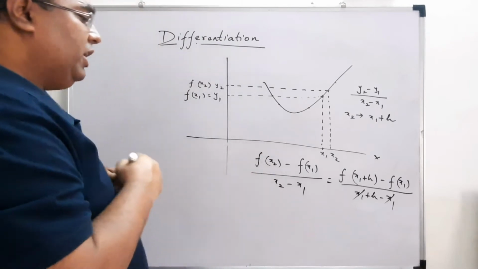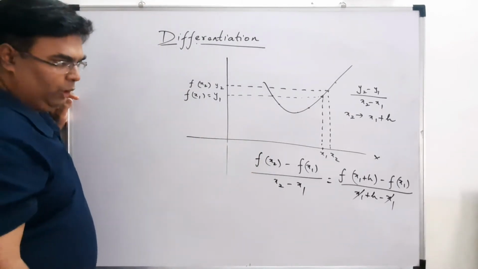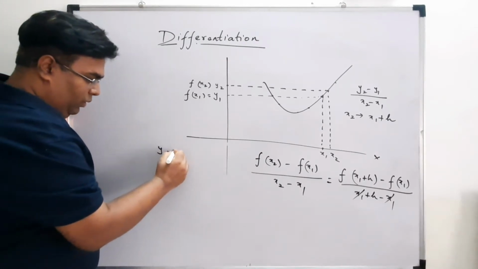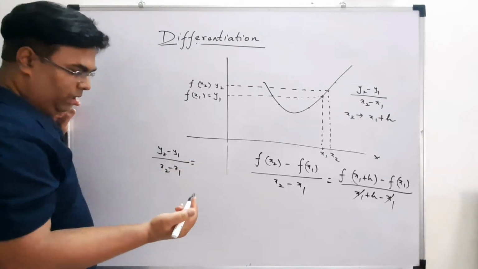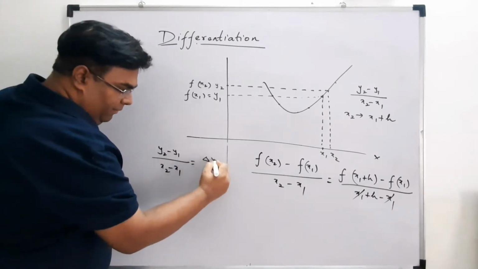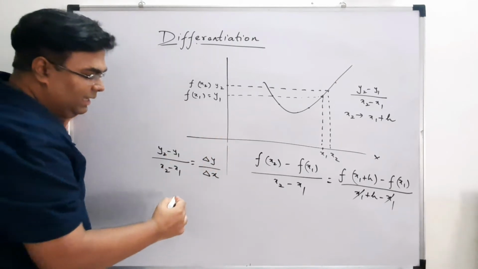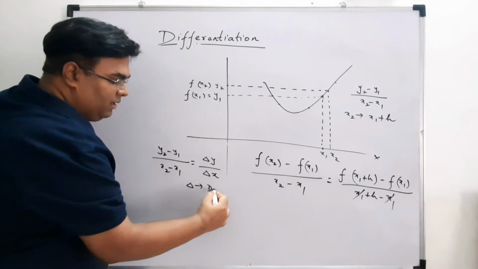And this change, you are talking about the change in the numerator. So y2 minus y1 upon x2 minus x1 is known as delta y upon delta x. This delta is basically a sign, which represents difference.